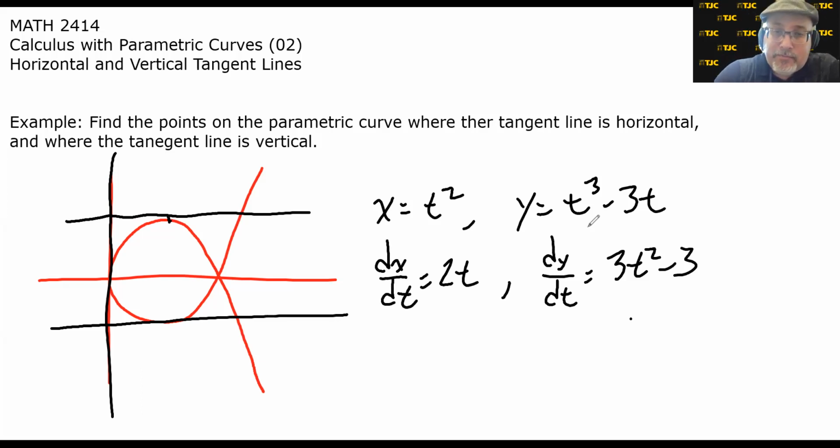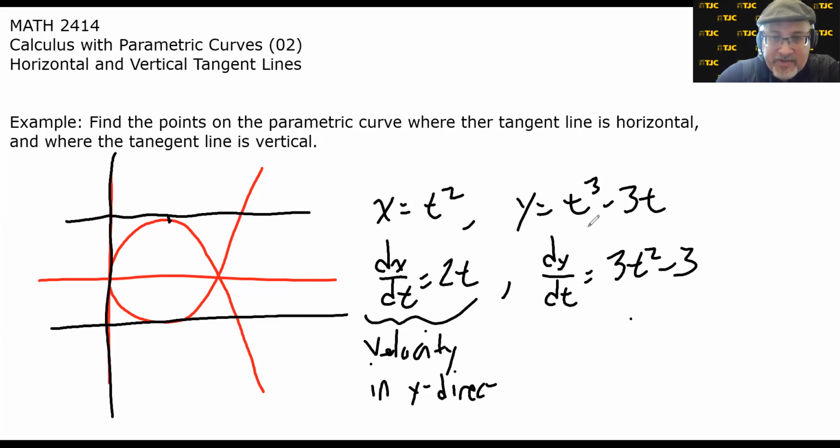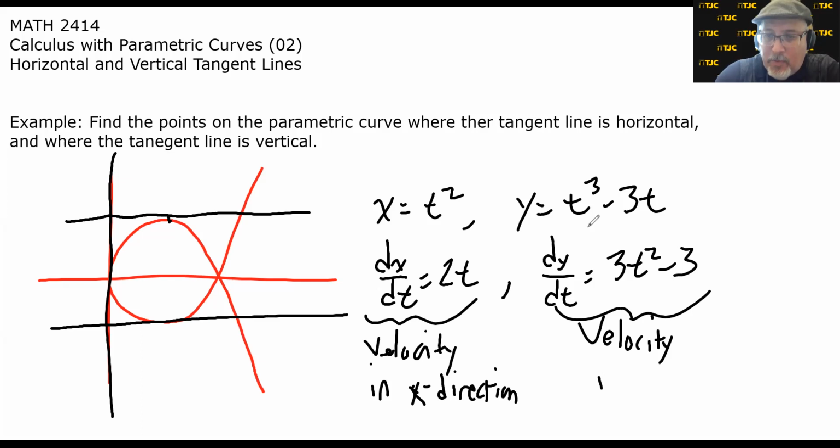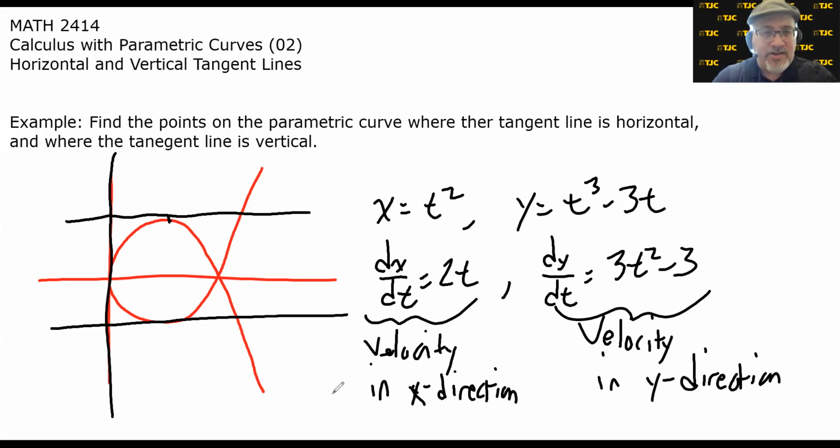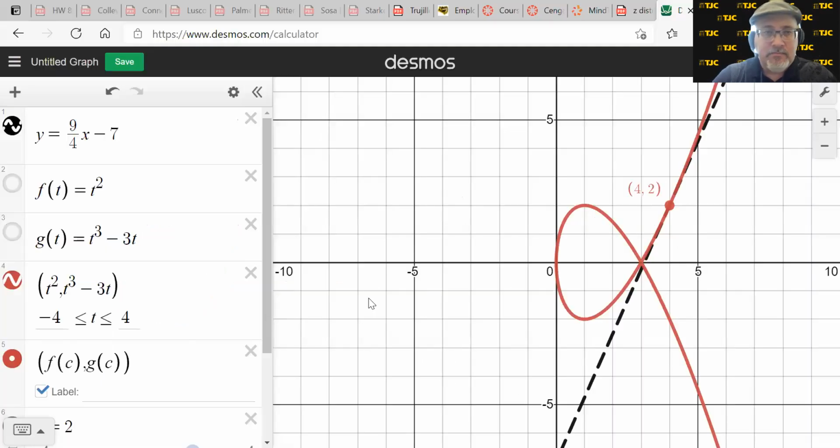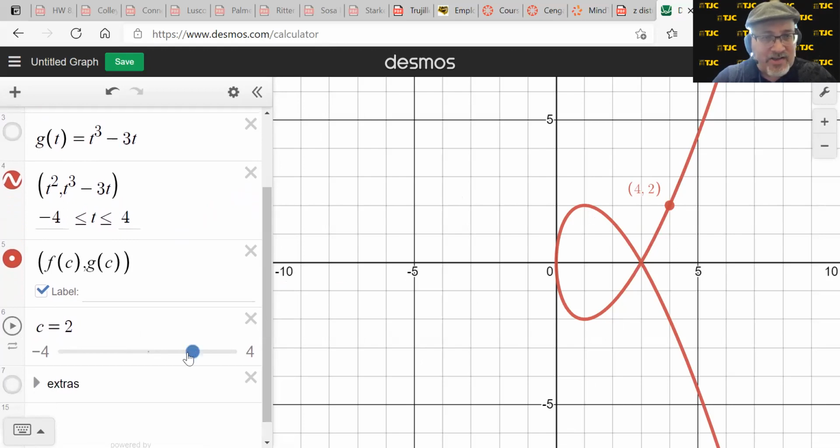For example, dx/dt measures the velocity in the x direction. We'll make that x look like an x and not a y. And dy/dt measures the velocity in the y direction. So let's think about what these points would have to do when they hit a vertical or horizontal tangent line. And we're going to go into Desmos to look at that. Let's turn off that tangent line from the previous problem, and let's slide this point around.